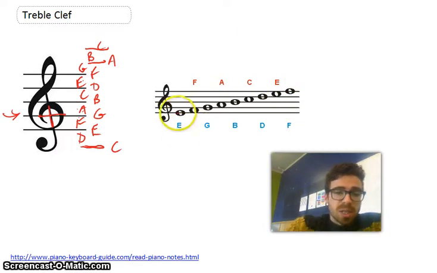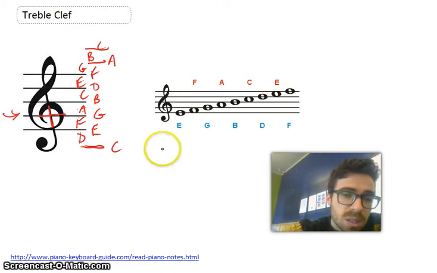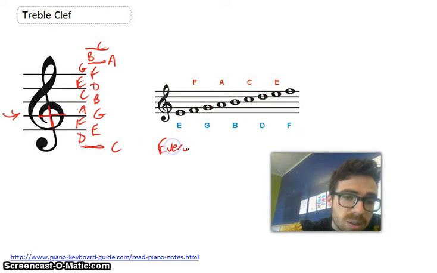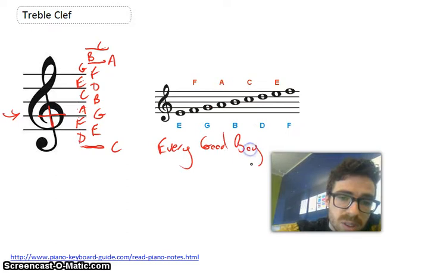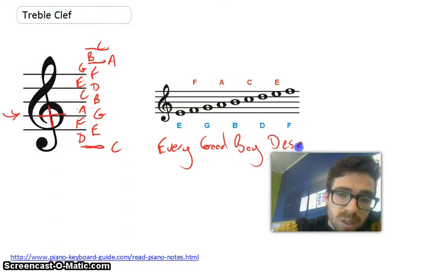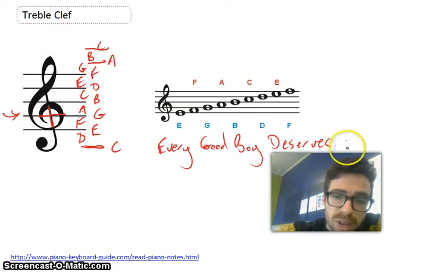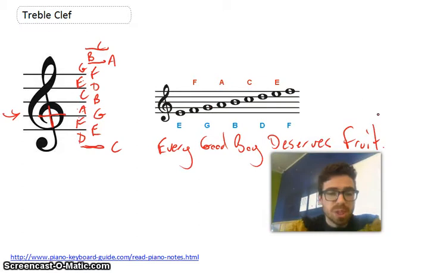Otherwise, a rhyme for the lines: every good boy deserves fruit. And I know there's a bunch of other rhymes you can find online. I think that one's a nice, easy one to remember, but you can probably find your own rhymes or make up your own to be able to remember that. But every good boy deserves fruit is the way that I learnt that.